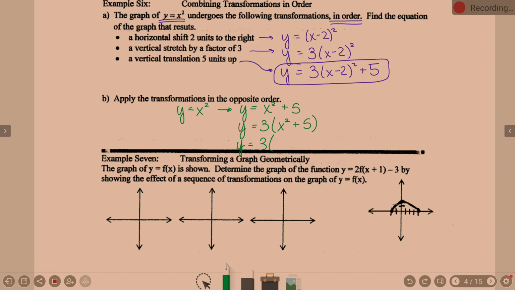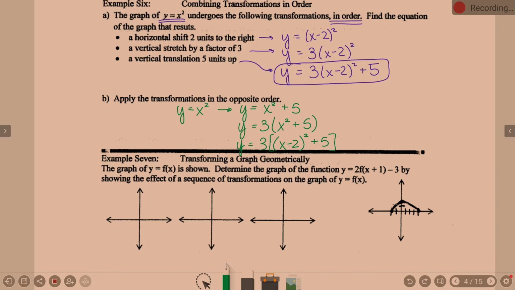But x squared is not just going to be x squared now. Actually, you know what? I'm even going to change this outside parenthesis to a bracket if that helps. But x squared is going to become x minus 2 squared, plus 5 is still in the parentheses there.